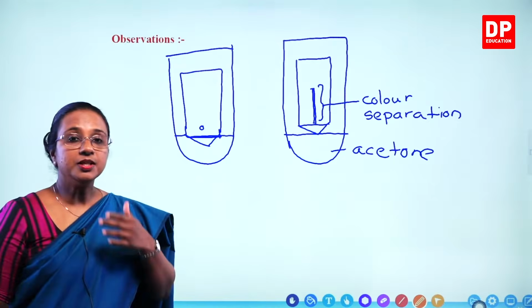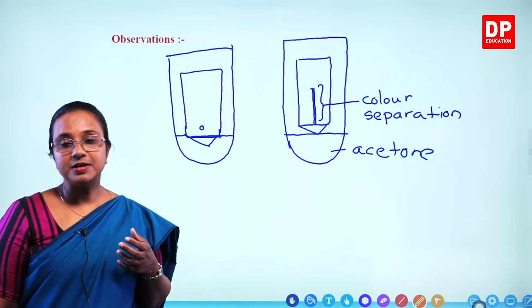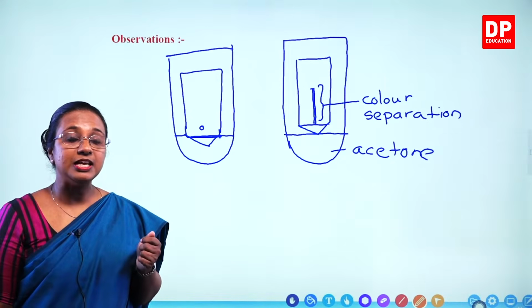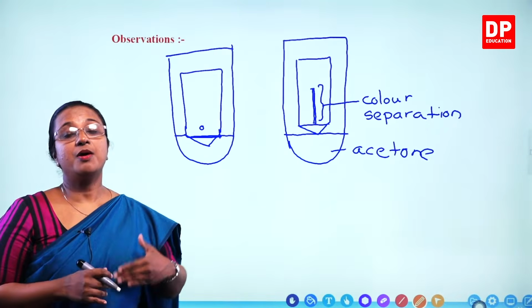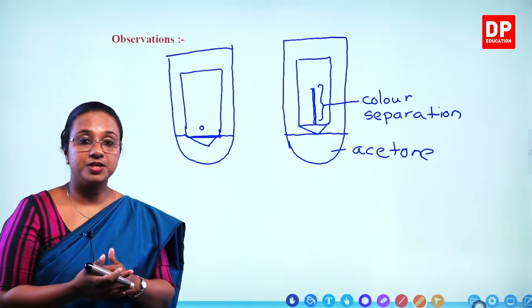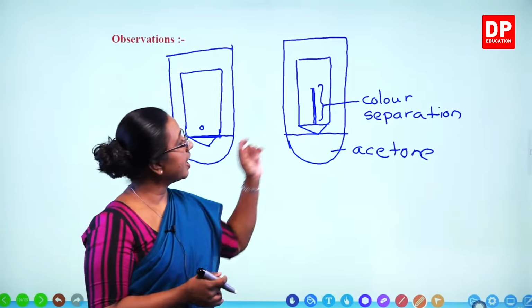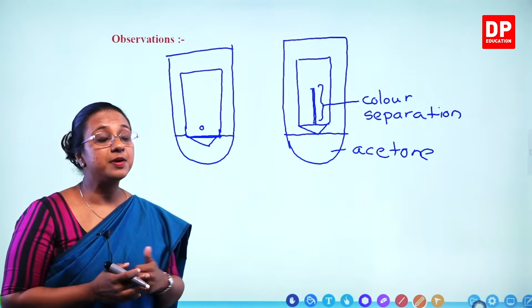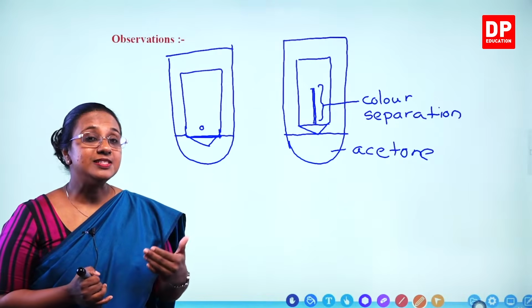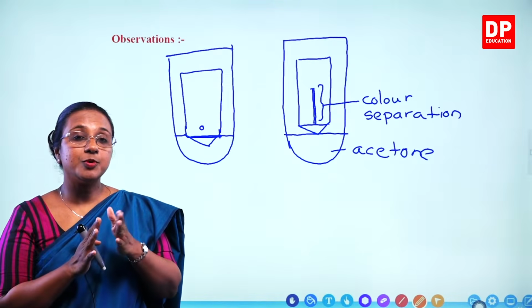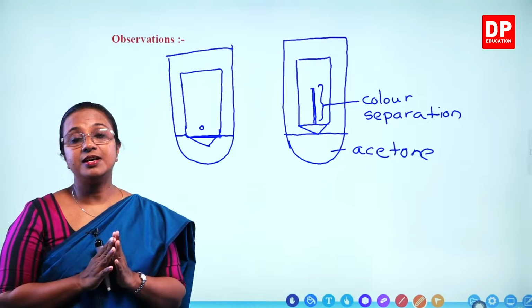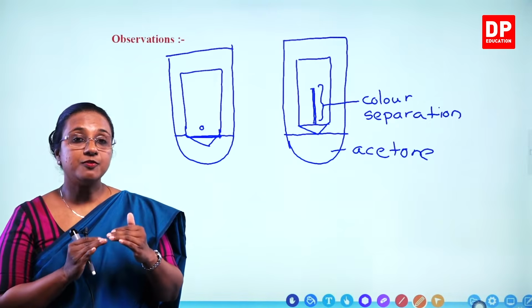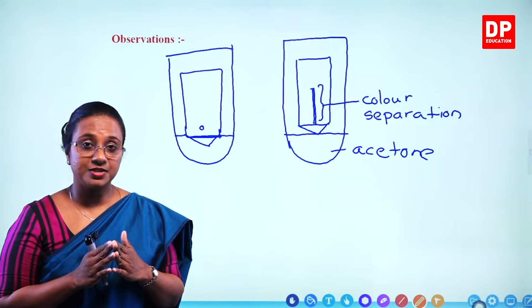So, although chlorophyll is a pigment that gives green color to the leaf, it is made up of many other components. So, when we carry out this chromatographic separation, that is paper chromatography, you will see that the different components move at different speed. So, therefore, there is a separation.